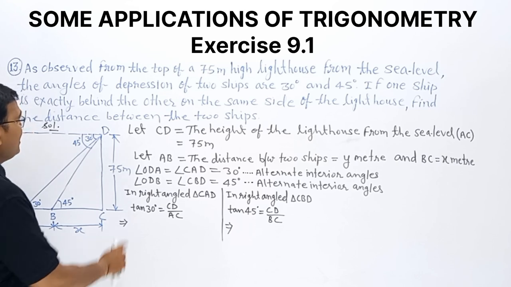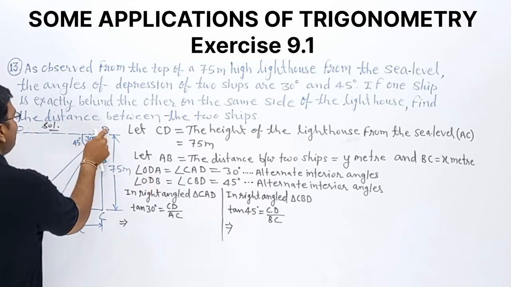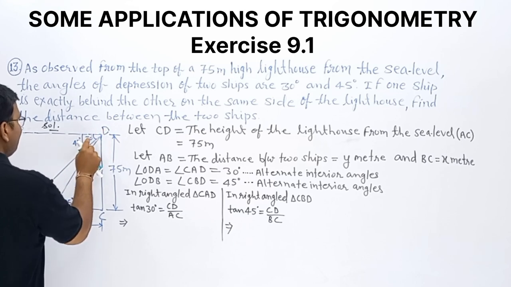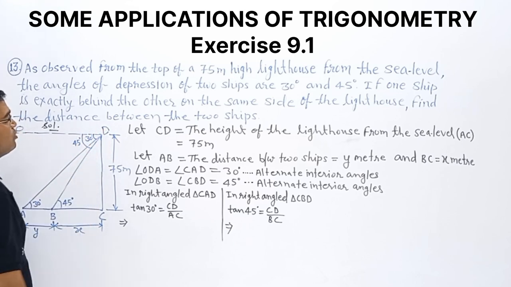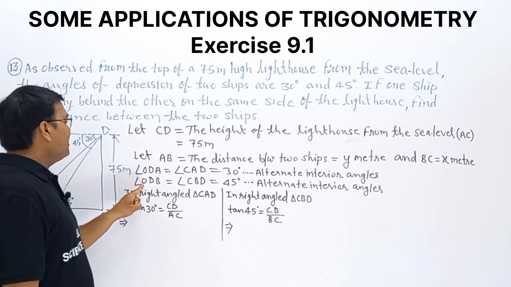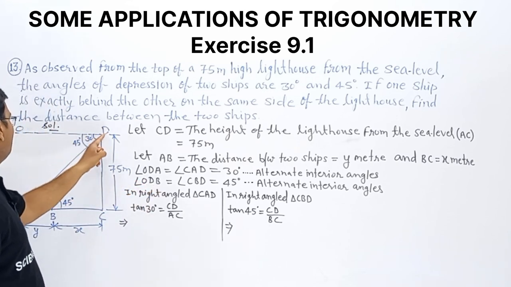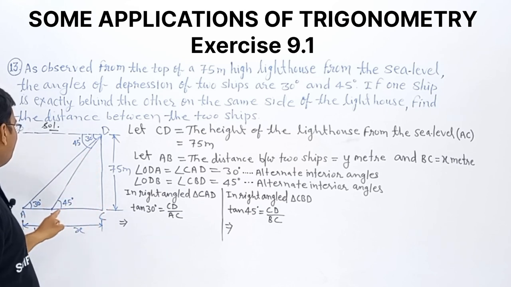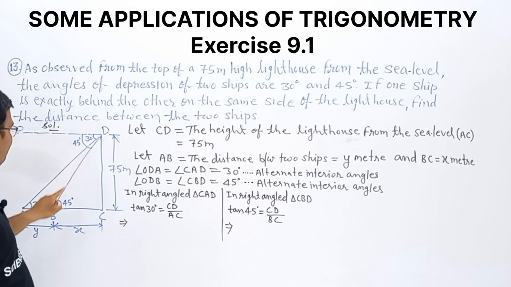Clear? Now angle ODA will be equal to angle CAD. Why is this angle equal to this one? Because both are alternate interior angles, which we studied. Clear? Angle ODB, the 45 degree angle, will be equal to angle CBD. Again we can say this 45 degrees will be equal to this one.